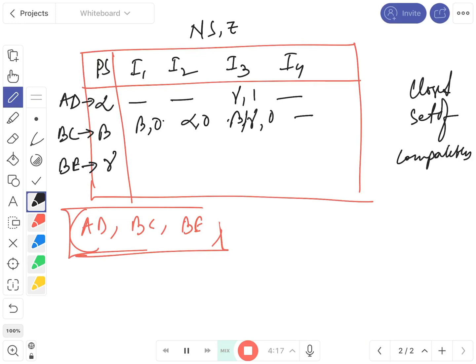Next one is for gamma. The gamma value is B or E; I can take any one of them. So let us take B only. If I take B only, then the B value is C0, that means beta 0, then alpha 0, beta by gamma 0, then dash. So these results can vary from one result to another.